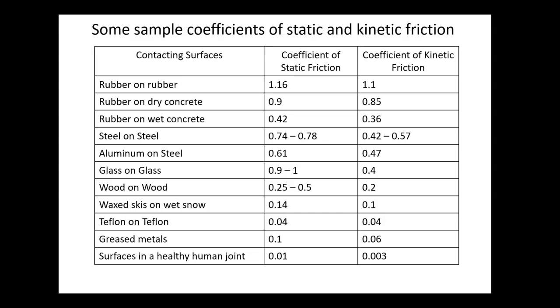Here's a table that gives you some sample coefficients of static and kinetic friction. Now, friction depends very much on the two surfaces that are touching each other, what material they're made of. And so these have to be found experimentally, and so you would have to look them up, or they would have to be given to you. You do not need to remember any of these coefficients, but this is just some sample ones so that you can look at them. Notice that there are no units on the coefficients of friction.